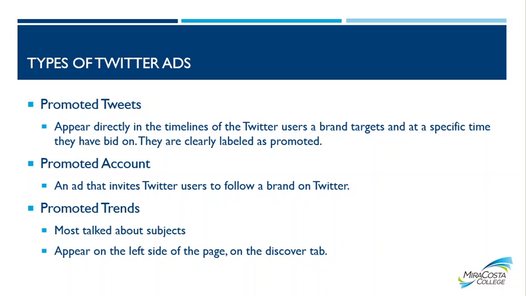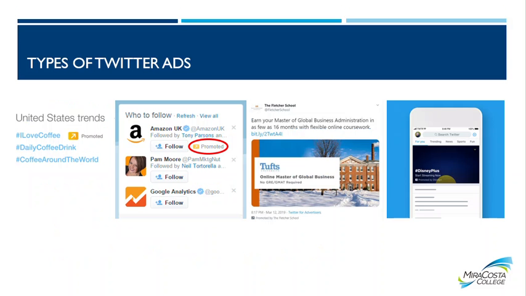You have promoted accounts, an ad that invites Twitter users to follow a brand on Twitter. Promoted trends, the most talked about subjects, appear on the left side of the page on the Discover tab. And here are some screenshots of the different types of ad formats for Twitter. So there are four different ones here. You can see the promoted label, right? So you know that it's an ad.